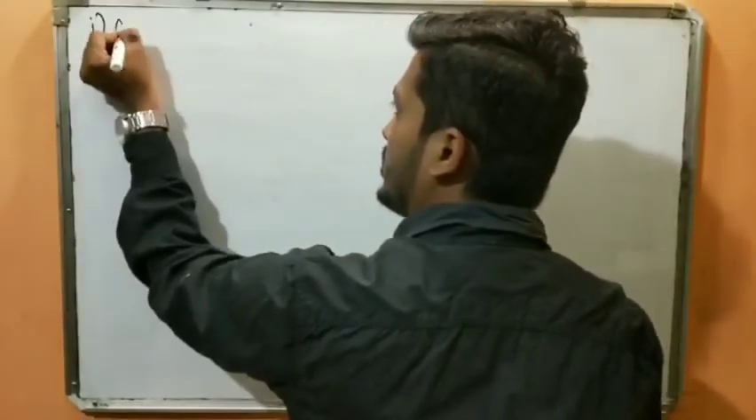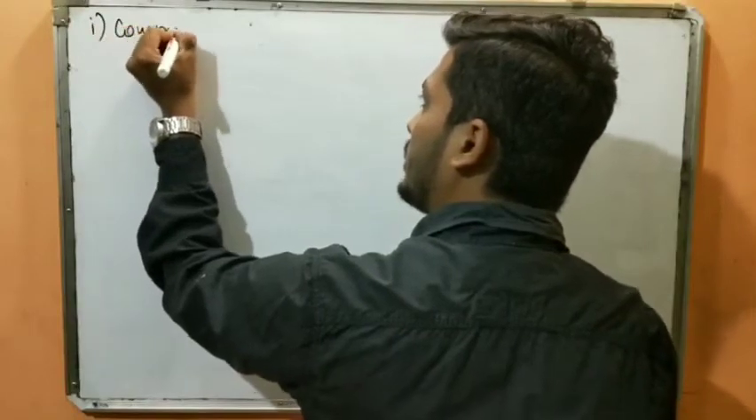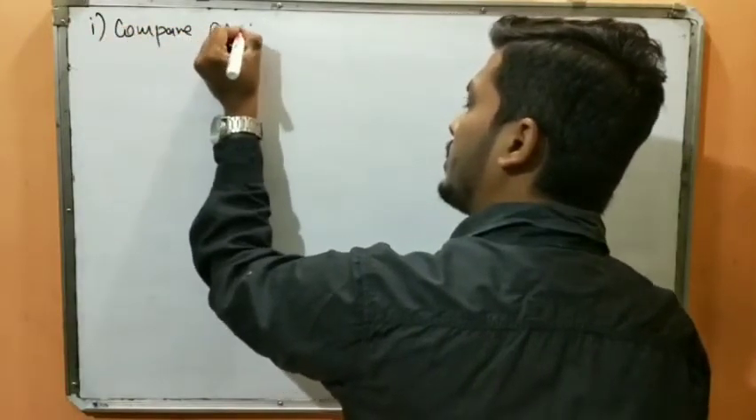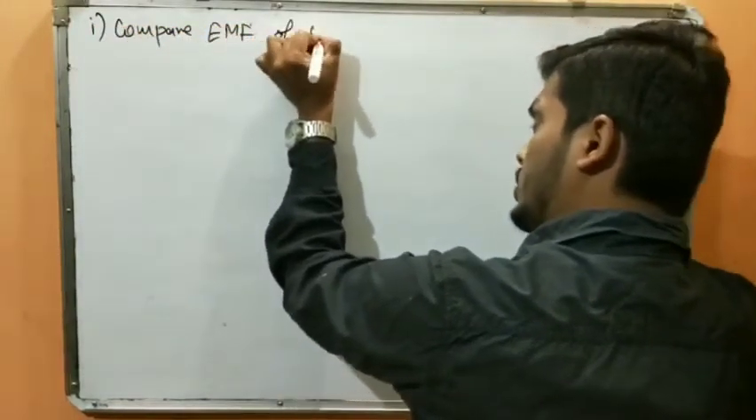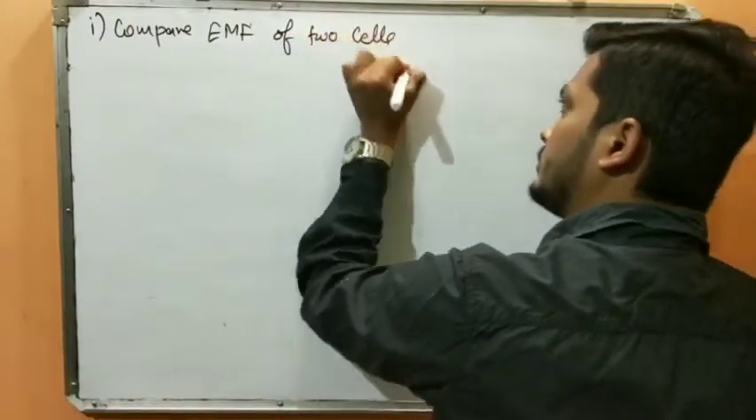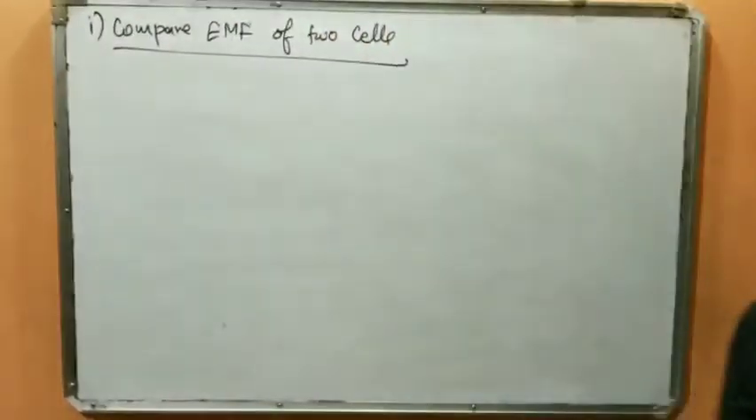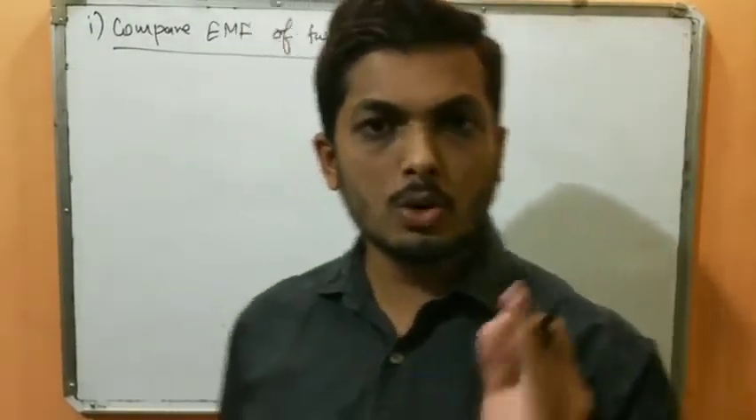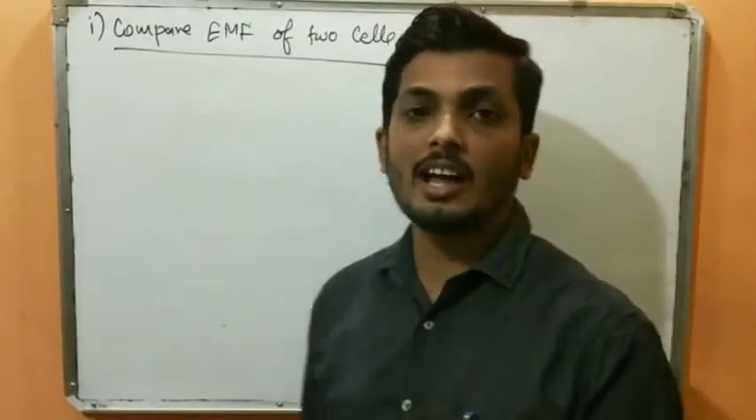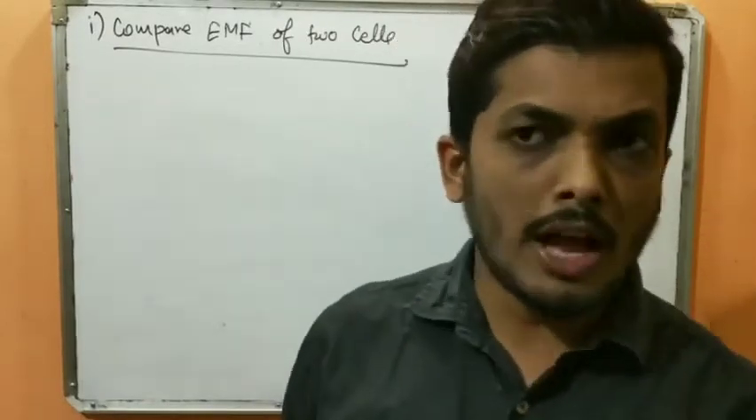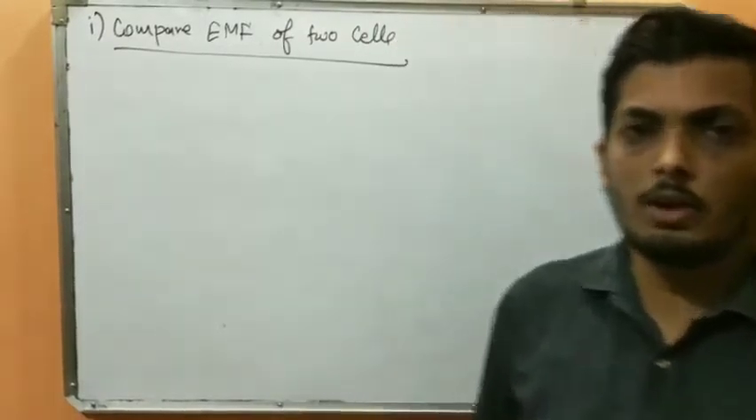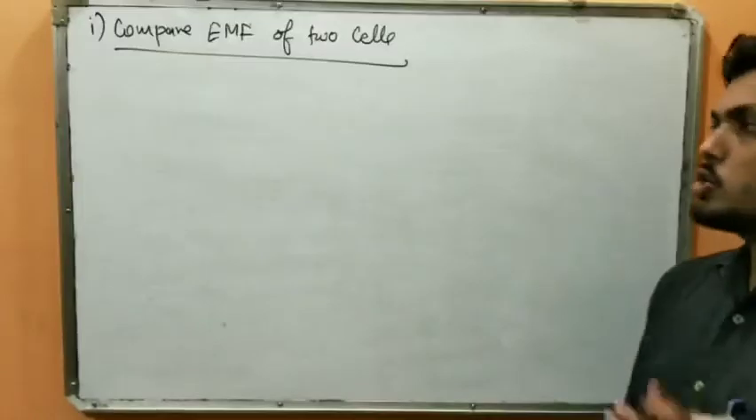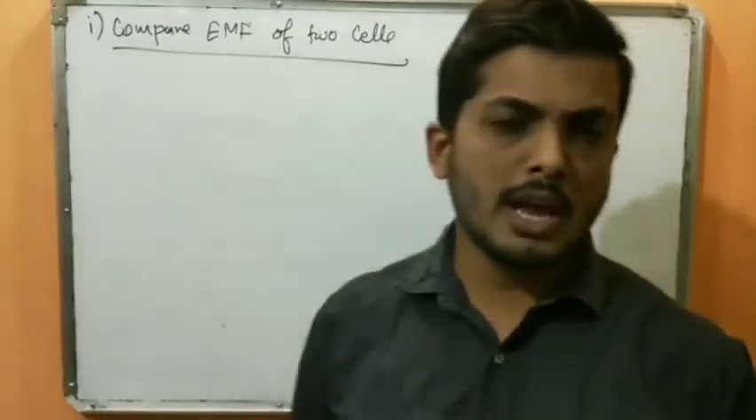First application to compare EMF of two cells. Right. So there are two important applications of the potentiometer. First one is to compare the EMF of two cells, and another is to find the value of the internal resistance of a cell. So first thing we'll study is how to compare the EMF of two cells.